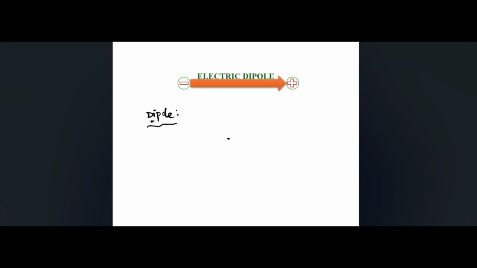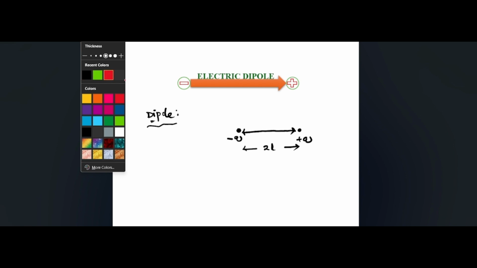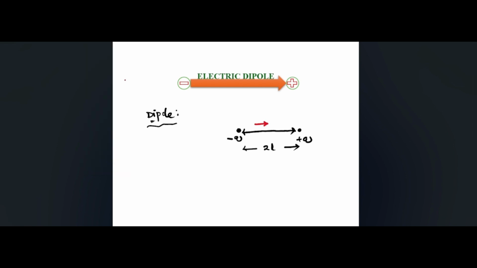A charge of negative polarity, minus q, and another charge, plus q: if you take the system of these two charges, it forms a dipole. The length of the dipole we generally take as 2L. And what is dipole moment? We represent the dipole moment with P. The direction of dipole moment is from minus q to plus q, negative charge to positive charge.